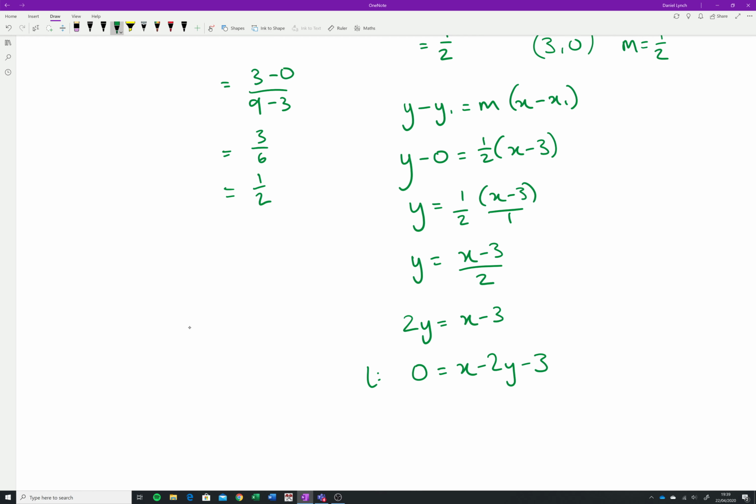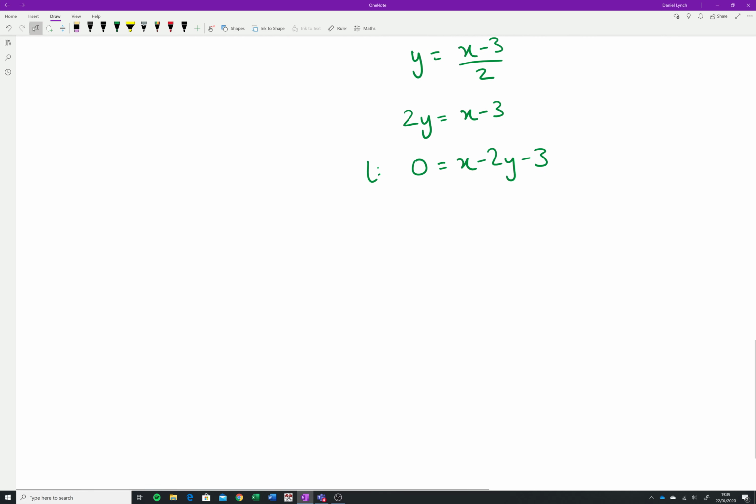Okay, the line L is reflected in the x-axis. This is going to be tricky to draw. And does it ask us to do it? Yeah, it asks us to do it. Okay, so I'll just give you a very, very rough idea of what we're doing here.